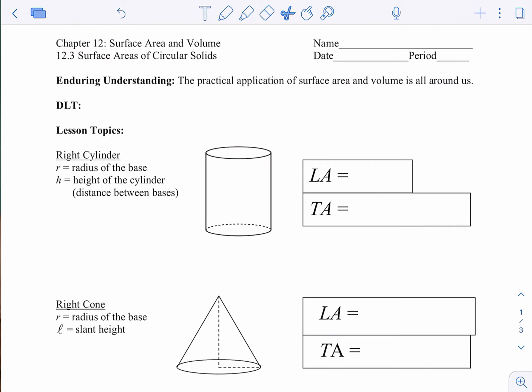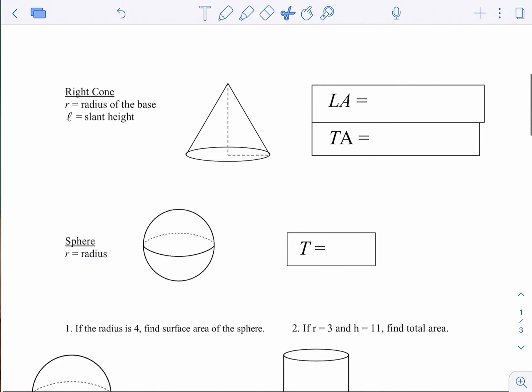We are going to cover surface area of circular solids. A circular solid is the rounded out version of our prism, our pyramid, and then the last one is just a regular sphere.